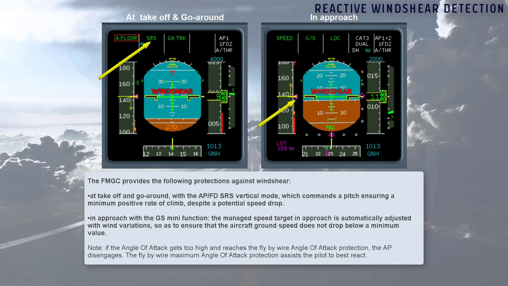Note: if the angle of attack gets too high and reaches the fly-by-wire angle of attack protection, the autopilot disengages. The fly-by-wire maximum angle of attack protection assists the pilot to best react.